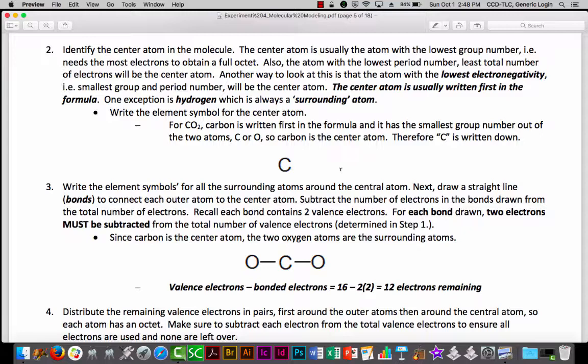Another way to look at this is that the atom with the lowest electronegativity, i.e. the smallest group and period number, will be the center atom. The center atom is usually written first in the formula. One exception is hydrogen, which is always a surrounding atom. So first, write down the element symbol for the center atom. For CO2, carbon is written first in the formula. It has the smallest group number out of the 2 atoms, so carbon is the center atom. Therefore, C is written down.